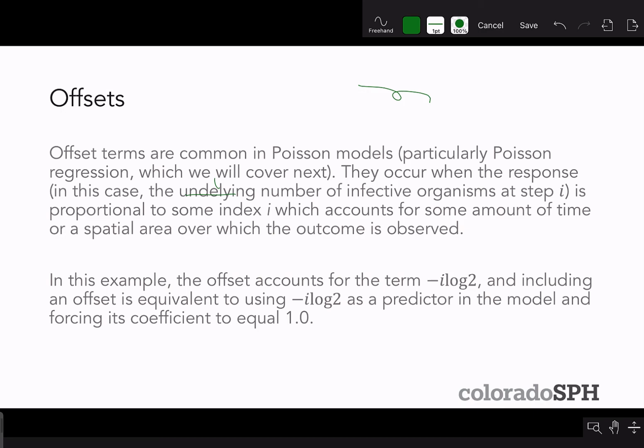And I referenced in the beginning, Agresti has a section about this. It's like 4.5.1 or something like that, that talks a little bit more about offsets. And in this example in particular, the offset accounts for the term negative i log 2. And including an offset is equivalent to using this term as a predictor in the model and forcing its coefficient to be equal to 0.